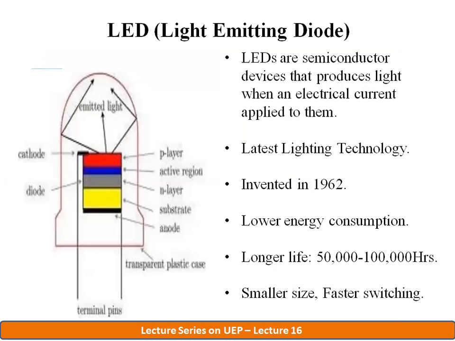The next one, light emitting diode. LEDs are semiconductor devices that produce light when an electric current is applied to them. The main parts of an LED lamp are a P layer, active region, N layer, and the substrate. It has an anode terminal pin. Supply is applied between cathode and anode. In between we have an N layer and P layer. It acts as a diode. So light emitting diode is called LED. The transparent plastic case.